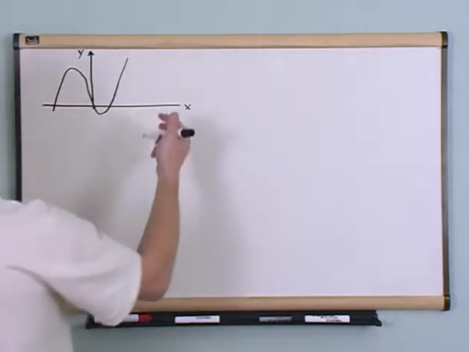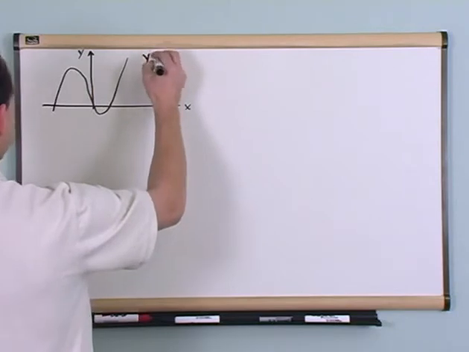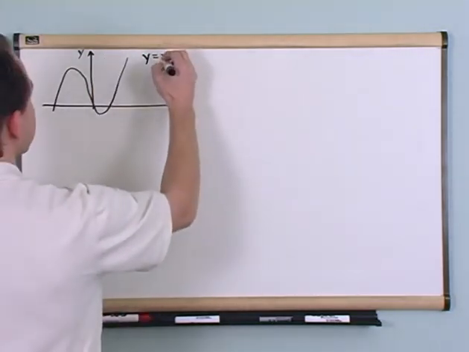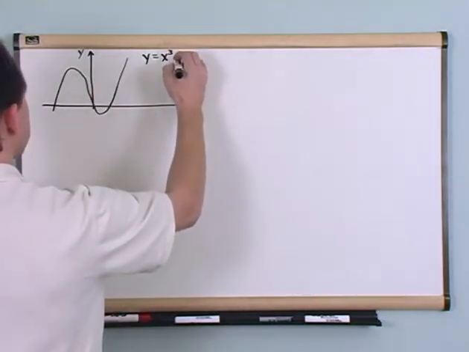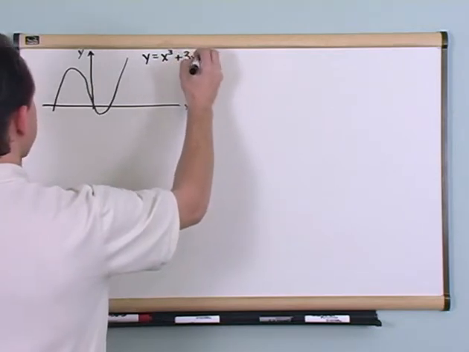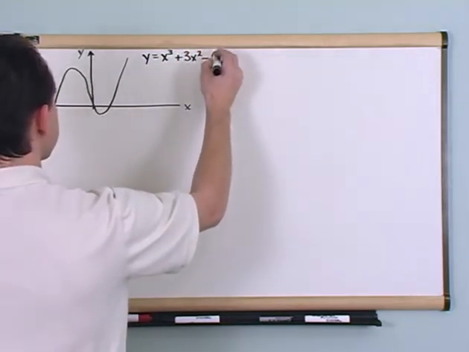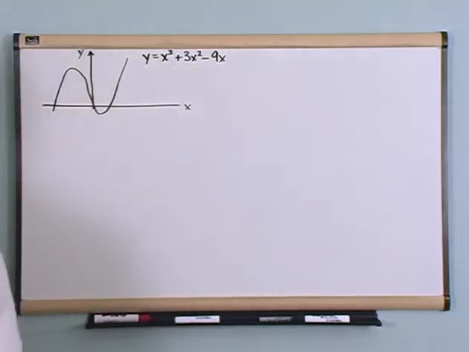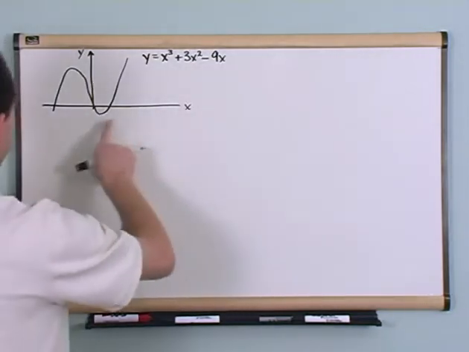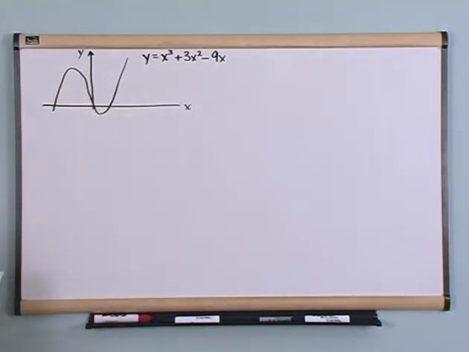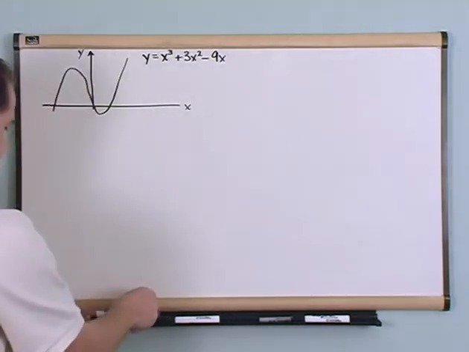Now the equation of this graph is y equals x cubed plus 3x squared minus 9x. If you were to put that in your calculator, this is what it would show you. I haven't labeled any tick marks here. What I'm interested in is the basic shape. Now let me change colors here, and let's plot the derivative.